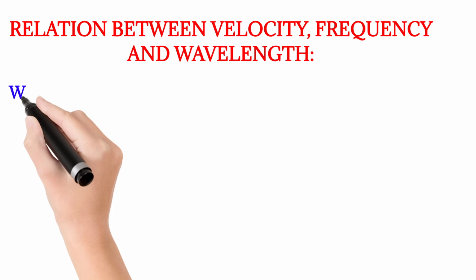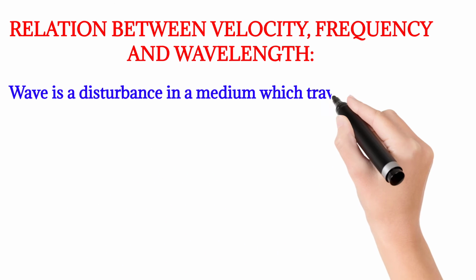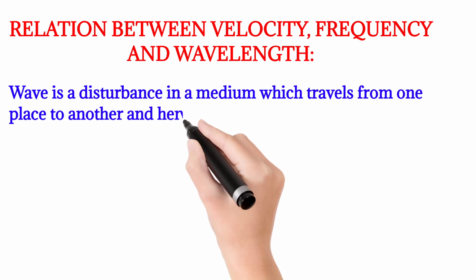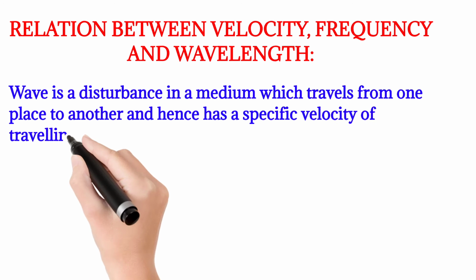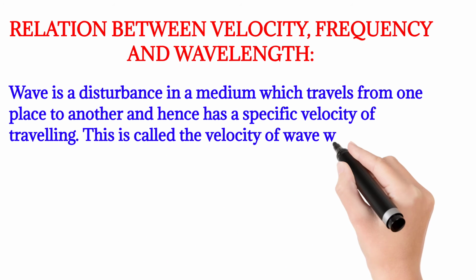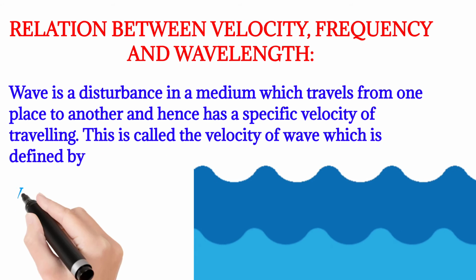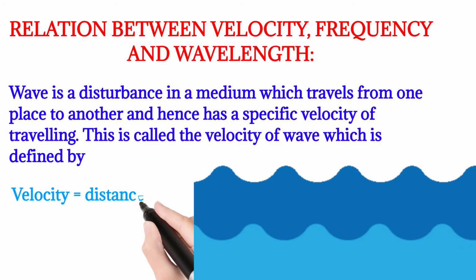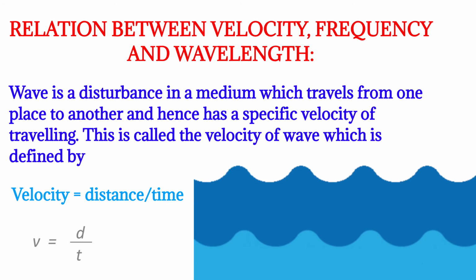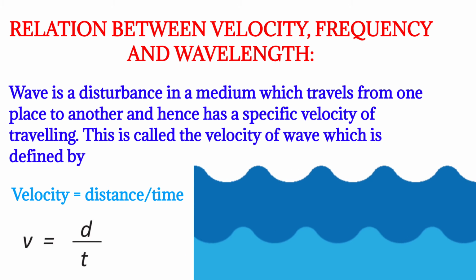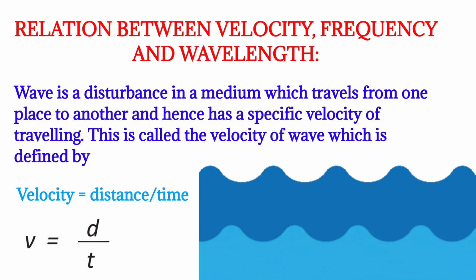A wave is a disturbance in a medium which travels from one place to another and hence has a specific velocity of travelling. This is called the velocity of the wave, which is defined as velocity is equal to distance over time. In mathematical form we can write v = d/t.